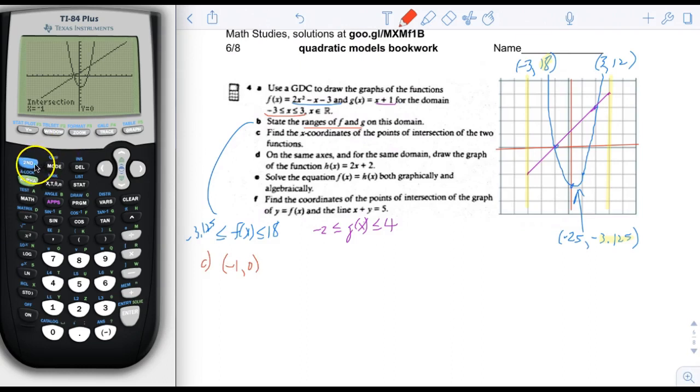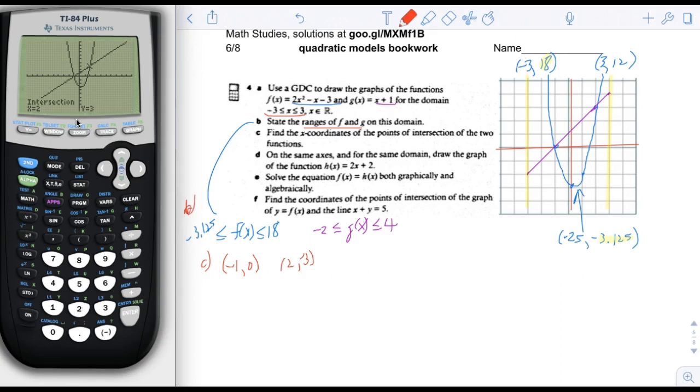And the other intersection we can find by repeating the process, second calc intersect. First curve, second curve. Now we move the guess toward the other intersection, hit enter, and the intersection is 2, 3. Okay? All right, so that was C.